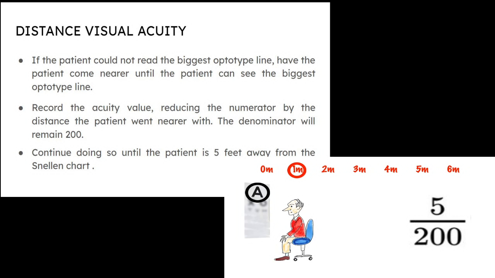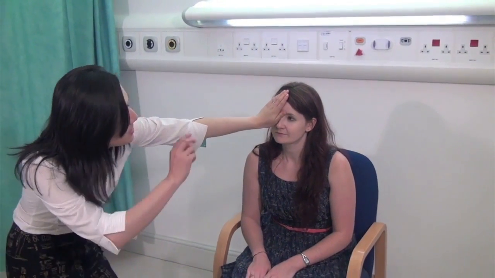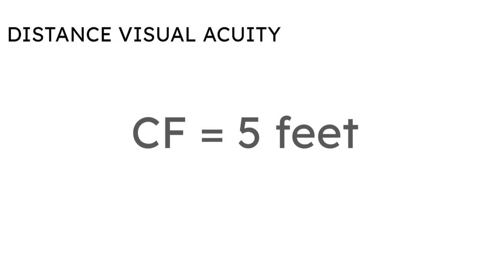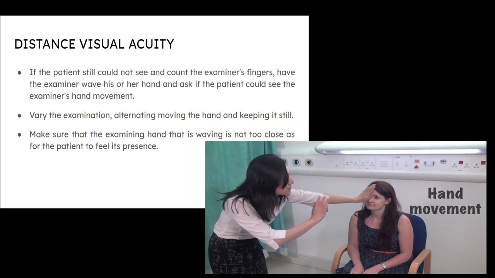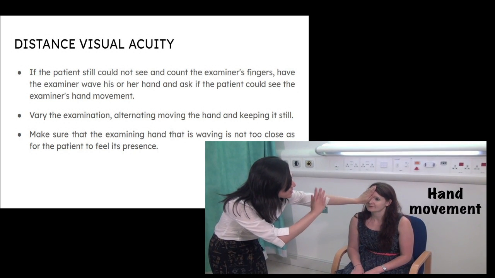If the patient still could not read the largest optotype line 5 feet away, begin having the patient count the examiner's fingers 5 feet away from the patient. Record finger counting as CF equals distance. If the patient still could not see and count the examiner's fingers, have the examiner wave his or her hand and ask if the patient could see the examiner's hand movement.